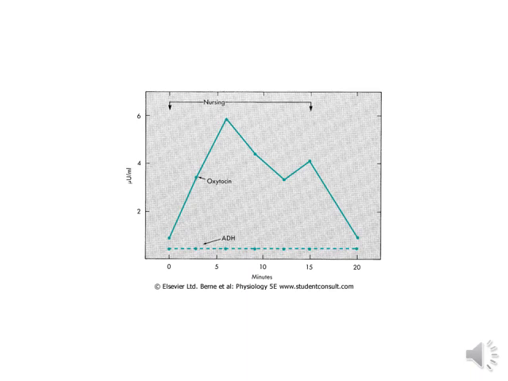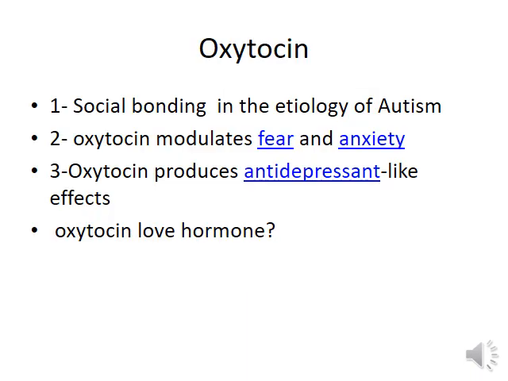Also, the receptor of oxytocin is present in the hippocampus, the center for learning and memory, and it's very important for learning and memory. Okay, enough for the posterior hypophysis hormones.